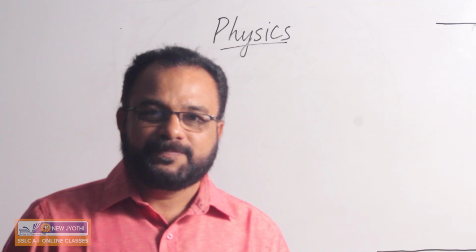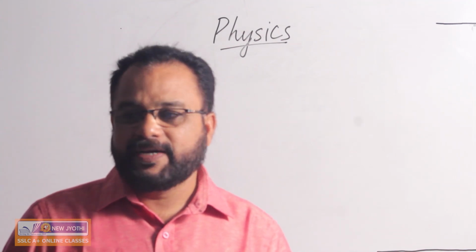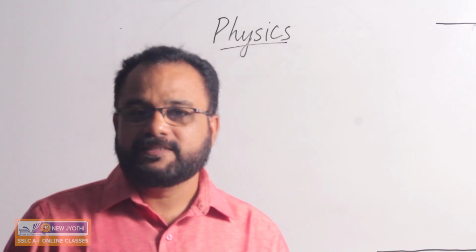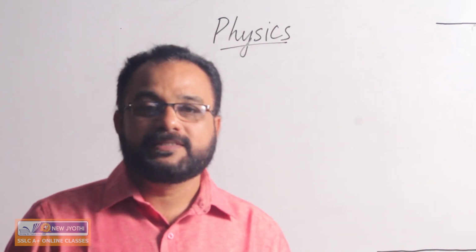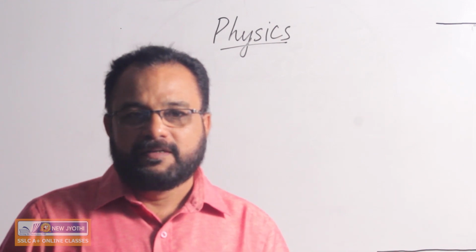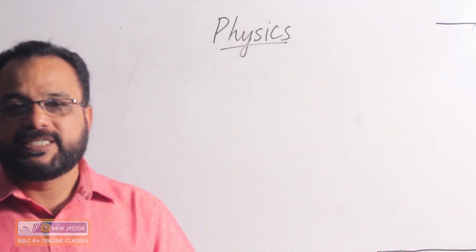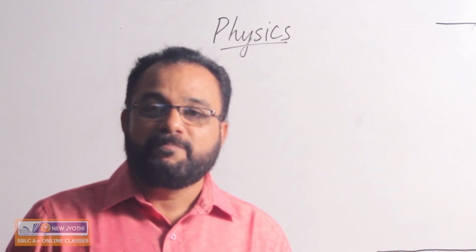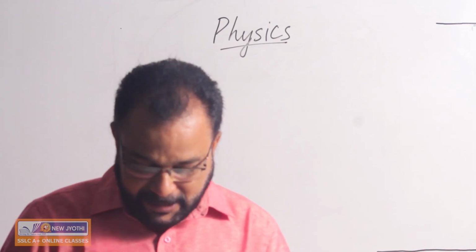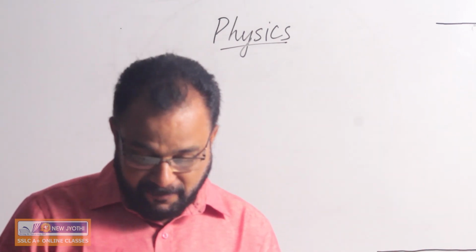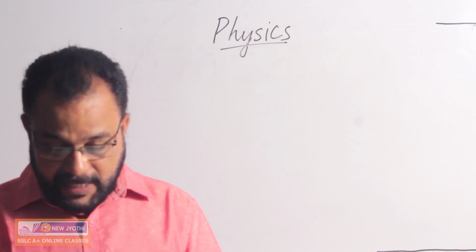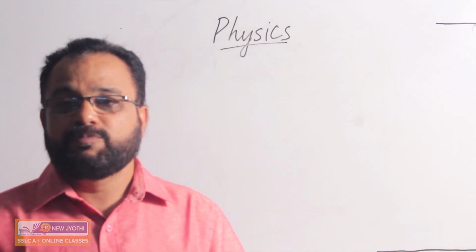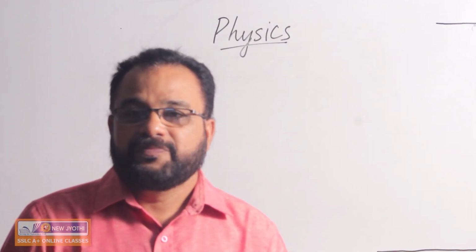So in Standard 10, the textbook is given as two parts. In part 1, there are 4 chapters and part 2, there are 3 chapters. In part 1, the first chapter is the effects of electric current. Second, magnetic effects of electricity. Third one, electromagnetic induction, and fourth one, reflection of light. So in the first chapter, we are going to study about the effects of electric current.